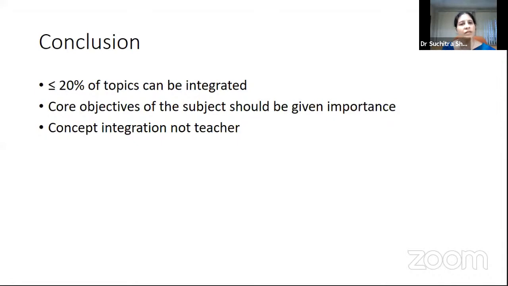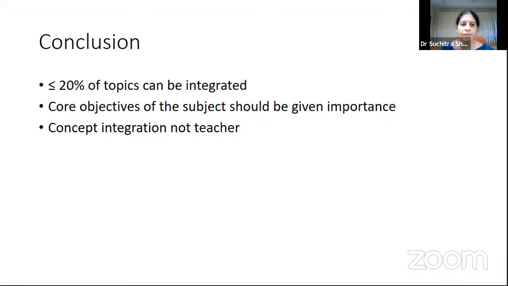Yes, it is going to be difficult. We are students and teachers of earlier years who are teaching the students of the coming years, and we are changing the method of teaching completely. So we have to learn how to do it. Maybe we learn from each other. And therefore, the core objectives of the subject should be given importance whenever we align or do any kind of integration. This should not be forgotten when we talk about the learning objectives or the lesson plan of that particular topic or the organ system.